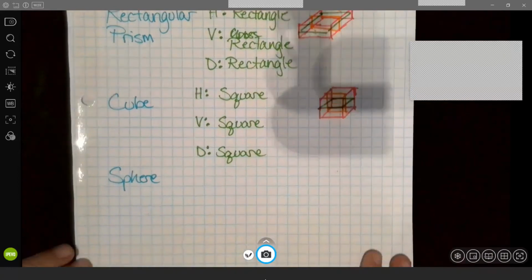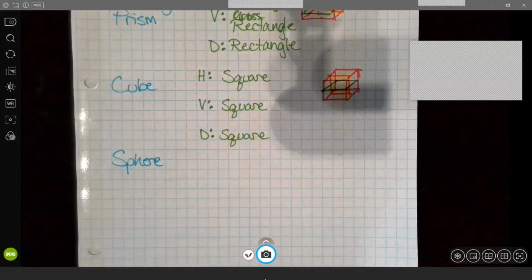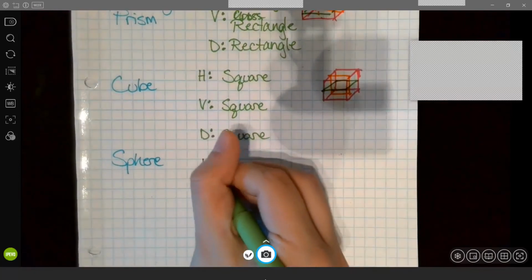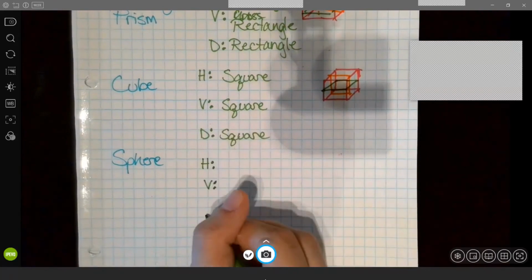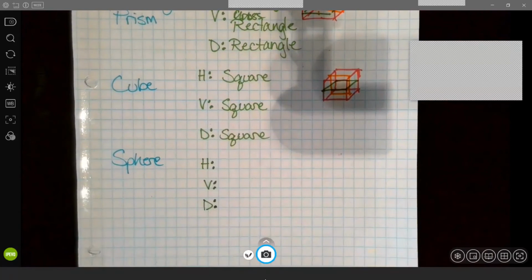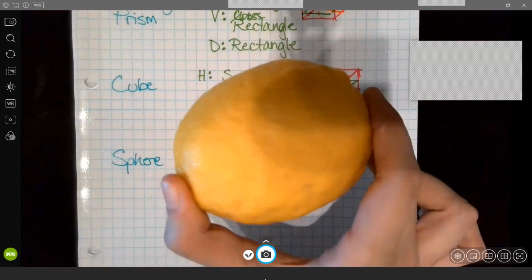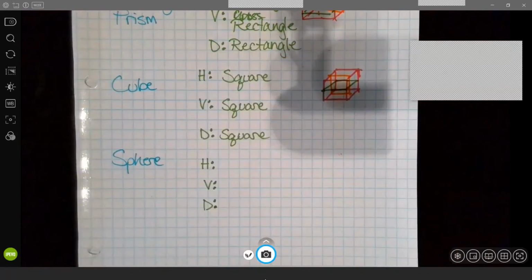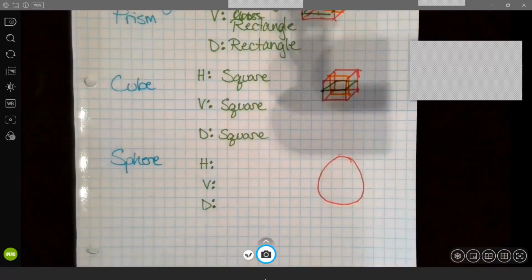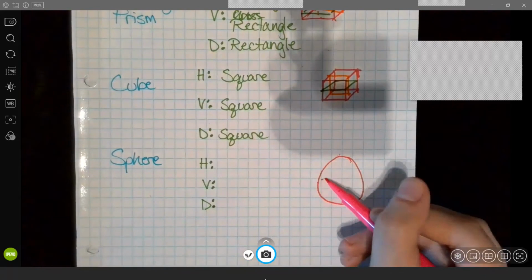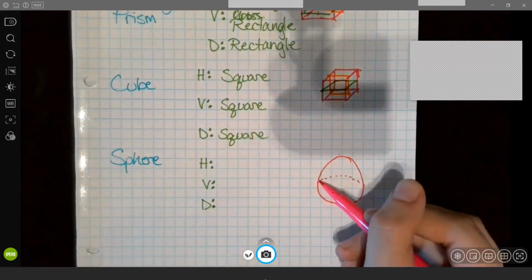The next interesting one is a sphere. Now in a sphere, we have our horizontal cut, our vertical cut, and our diagonal cut. And a sphere is just one big circle. So draw one next to your list right here as best you can. And the best way to illustrate what a sphere is, there's a little dotted line in the back to help give it some dimension here.